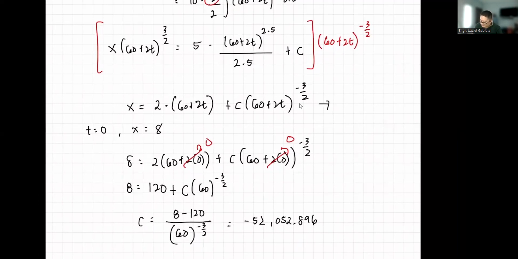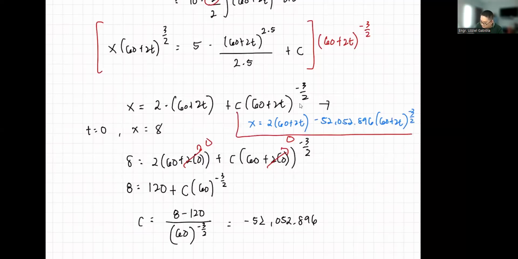So, yung pinaka-solution natin is X is equals to 2 times (60 plus 2T) minus 52,052.896 times (60 plus 2T) raised to negative 3. So, that will be our general formula for particular solution at any time t. So, pag pinahanap kung anong value man ng t, sa-substitute nyo lang doon. Okay?